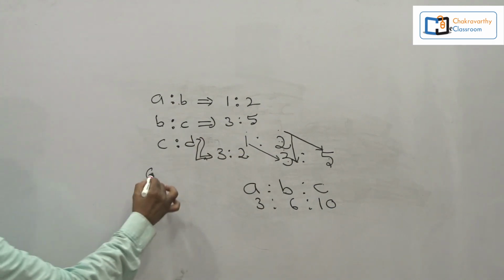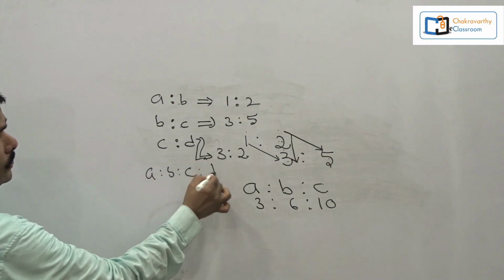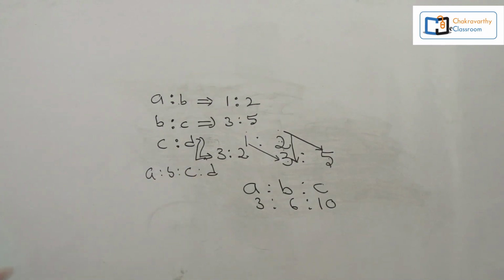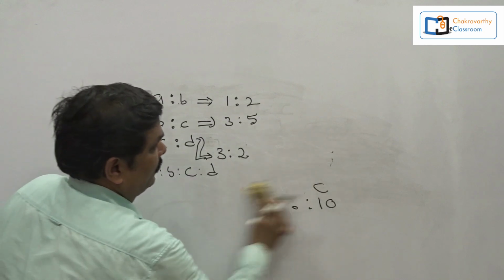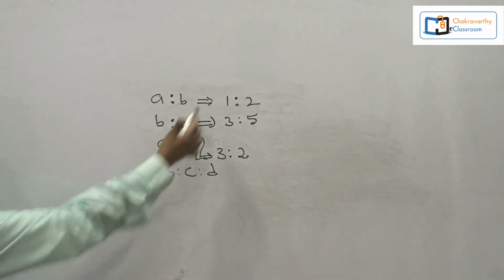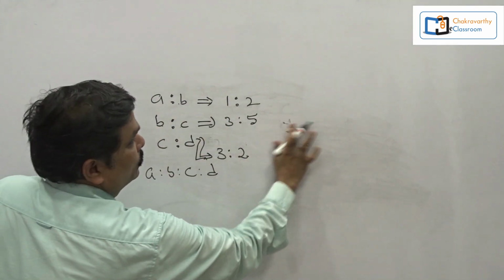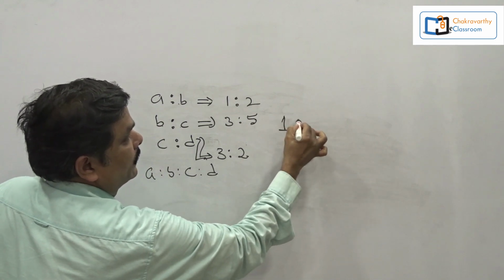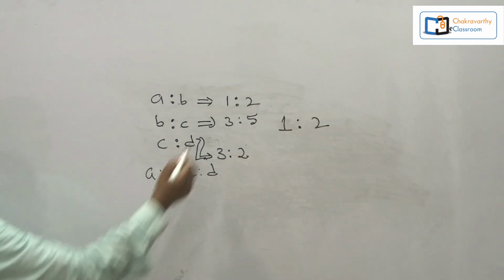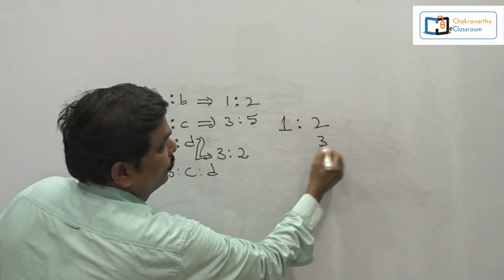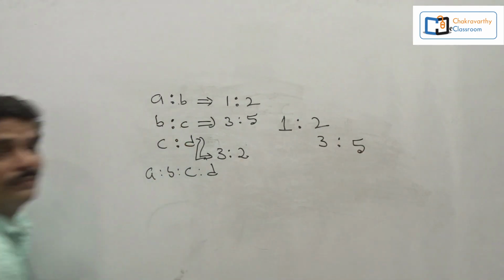Now, what is A is to B is to C is to D? How to go for this one? A little extension of this, nothing more than that. How to extend this one? A is to B, 1 is to 2. Taking this first, the antecedent, 1 is to 2. Next, B is to C, 3 is to 5. As simple as this one, 3 is to 5.